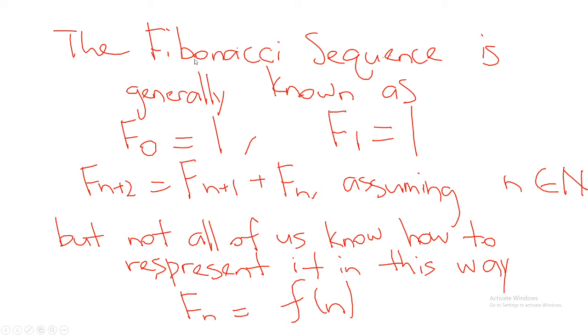The Fibonacci sequence is a very famous array. It is generally known as f0 equals 1, f1 equals 1, and fn plus 2 equals fn plus 1 plus fn, assuming that n is a natural number. But not all of us know how to represent it in this way.